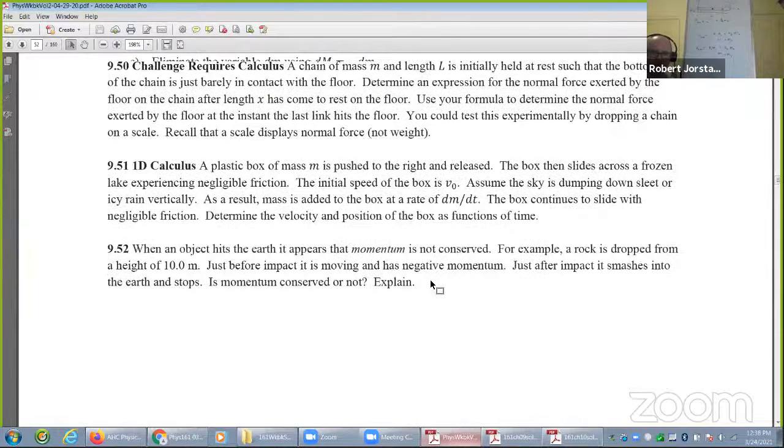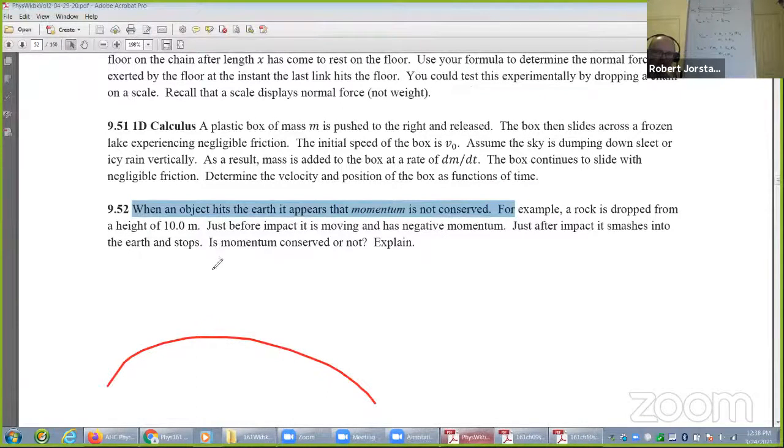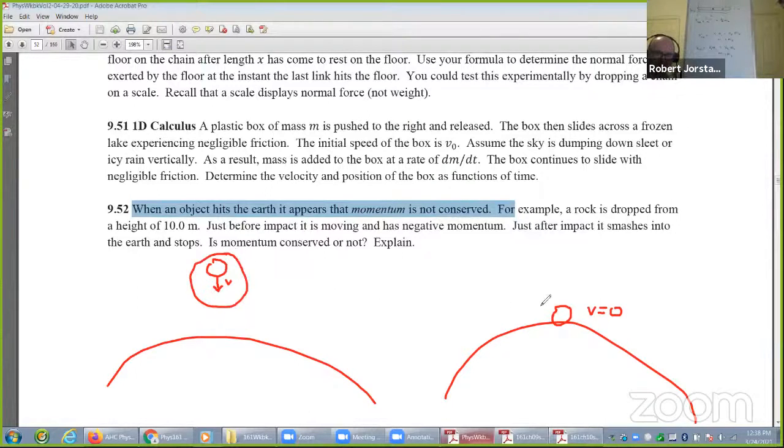All right. This is a good problem, 9.52. It's easy. It's a concept question. Let's do that together as a group. When an object hits the earth, it appears momentum is not conserved. So let's say you had a rock here and it's initially moving downwards with some speed v. Afterwards, it's going to hit the earth and eventually come to rest. It looks like momentum is not conserved. Let's say this was a very small asteroid that hits the earth, and then it stops. What's the story here?